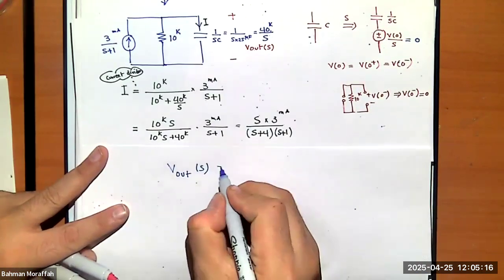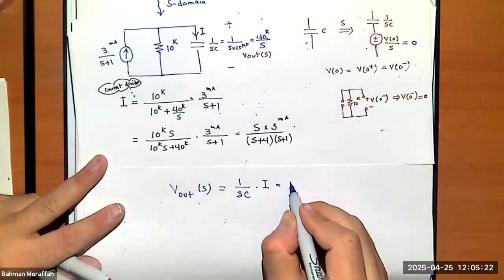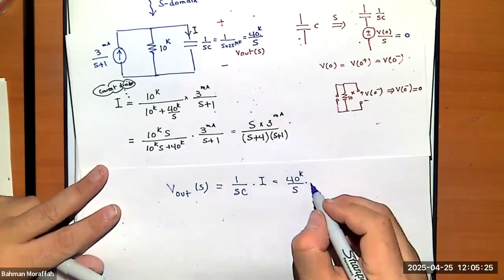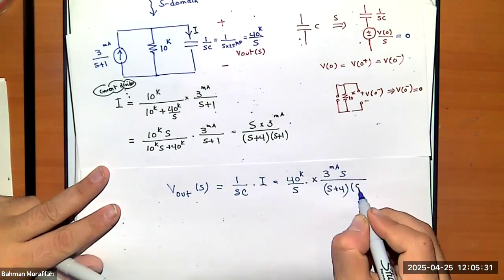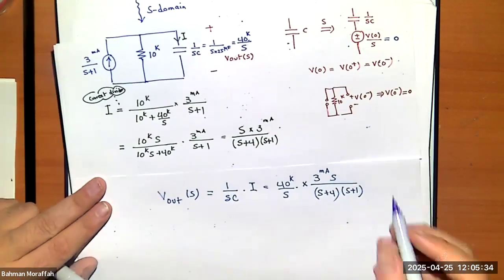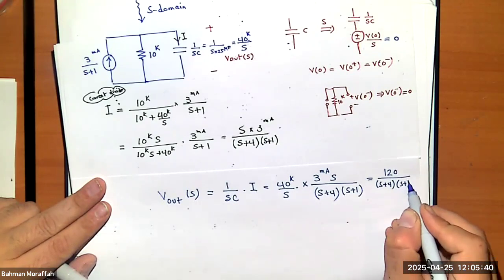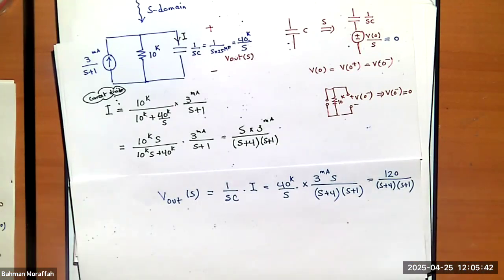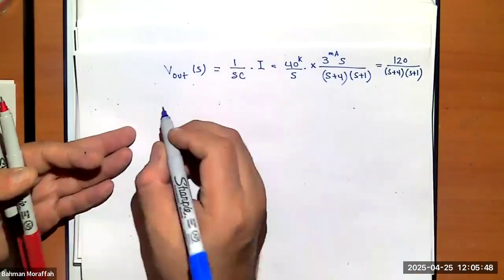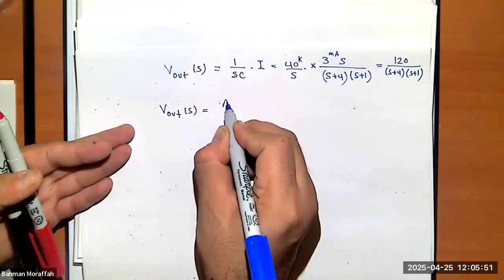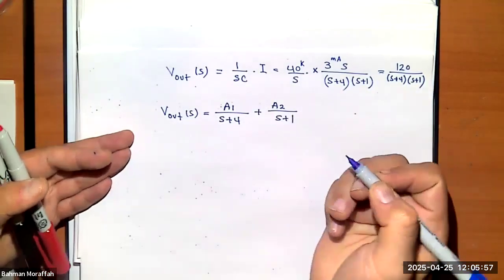This is 1 over C times I. So it is 40K over S times 3 milliamps times S divided by S plus 4 times S plus 1. Right? So it is 120 divided by S plus 4 times S plus 1, where the S's cancel. Now I know exactly how to write this in time domain. So I can write V out of S as constant A1 divided by S plus 4, plus constant A2 divided by S plus 1.